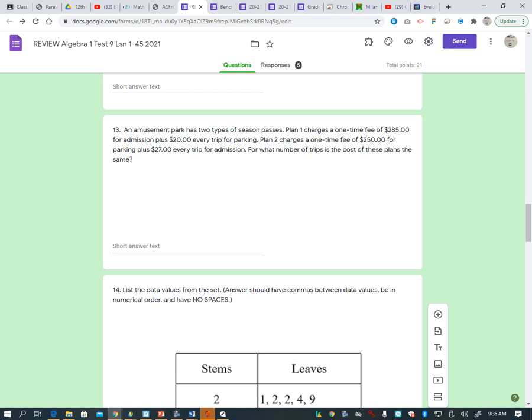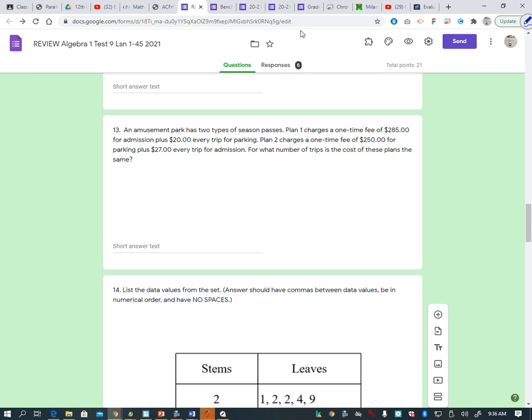All right. Now we got back to this question. We've got 2 minutes. May not get it all covered. Amusement park has 2 types of season passes. One charges a one-time fee of $285 for admission, plus $20 for every trip to the park. Plan 2 charges a one-time fee of $250 and $27 for every trip. For what number of trips is the cost of these plans the same?